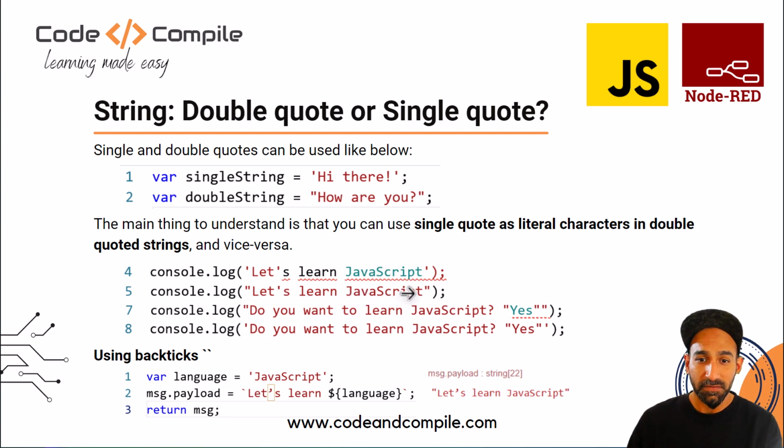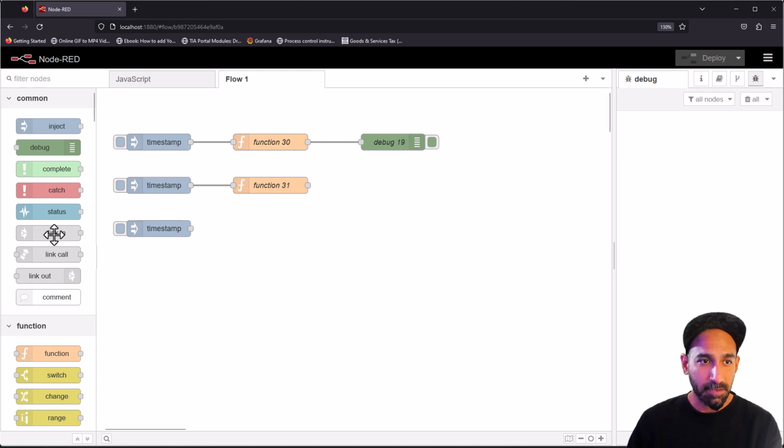Similarly, if you want to have a double quote in your string, for example, here, do you want to learn JavaScript? Yes. Then you use single quote outside. So you can swap single quotes and double quotes. Don't use both in the same sentence. So let me show you with an example.